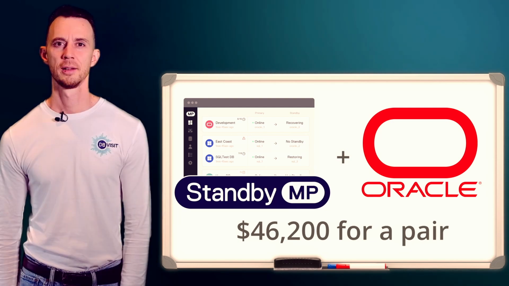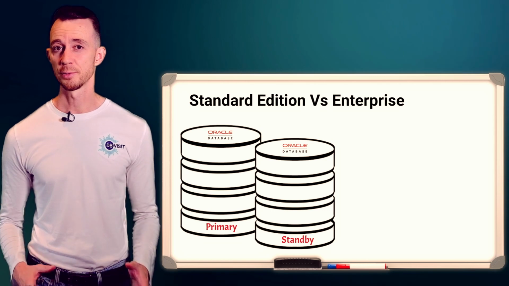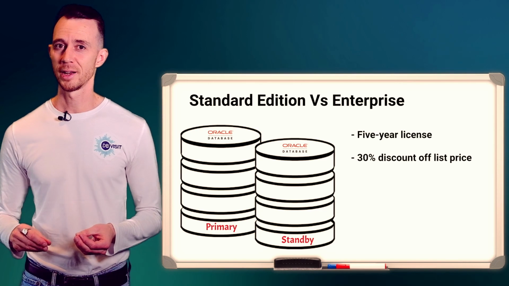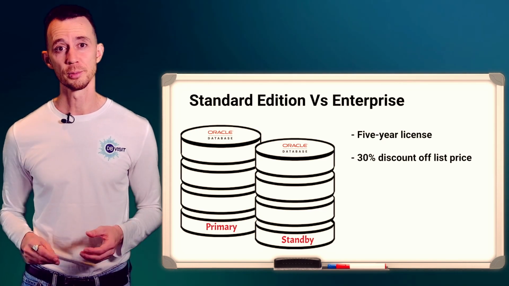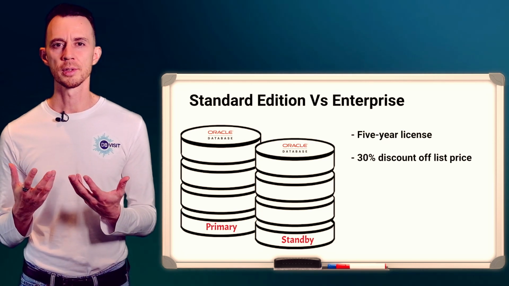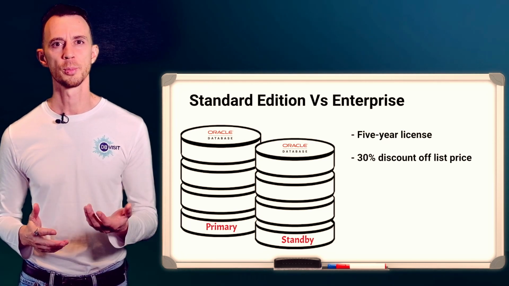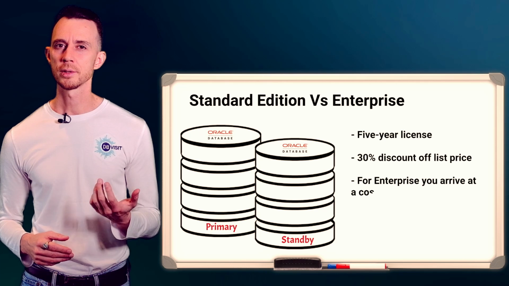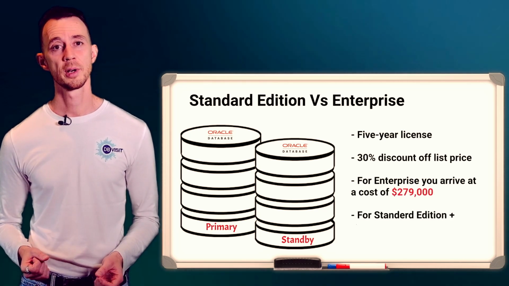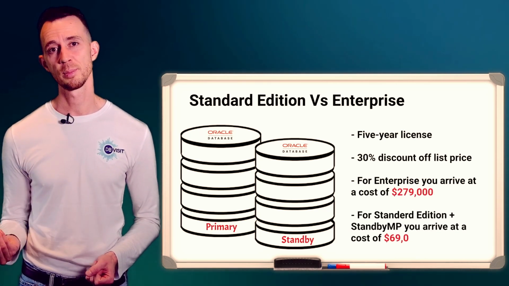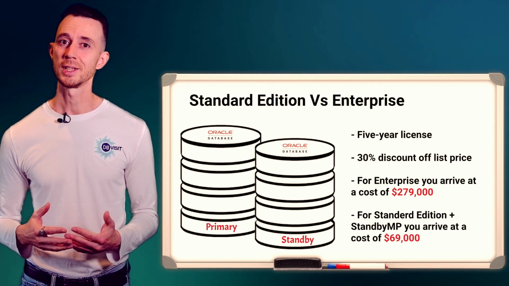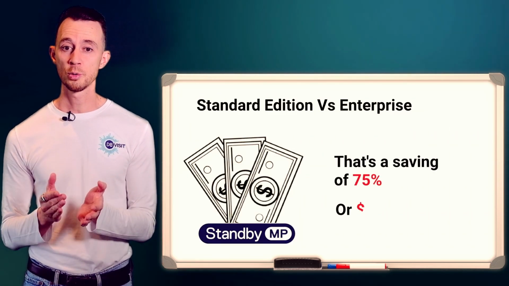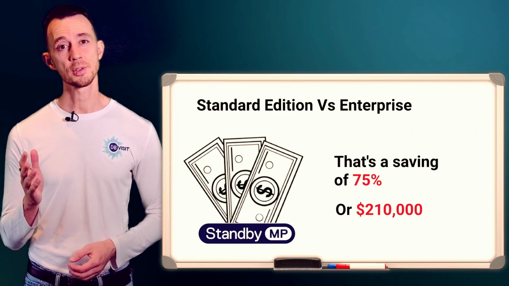So let's extrapolate that out by 5 years for this 4-core example environment that we've been talking about, and add a 30% discount over the top across the board, which represents a real-world discount that you might be able to get from an Oracle partner. Over the 5 years for Enterprise, you arrive at a cost of $279,000, whereas a comparable Standard Edition plus Standby Multi-Platform environment would only be about $69,000. Now that's a saving of 75%, or almost $210,000 across just 5 years.